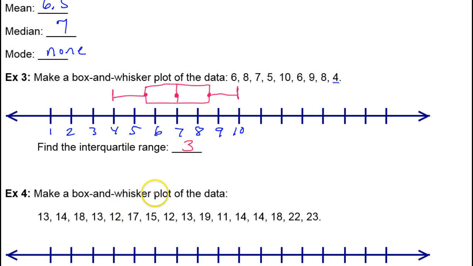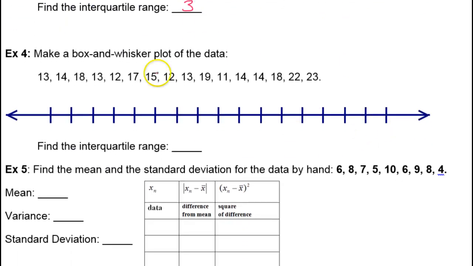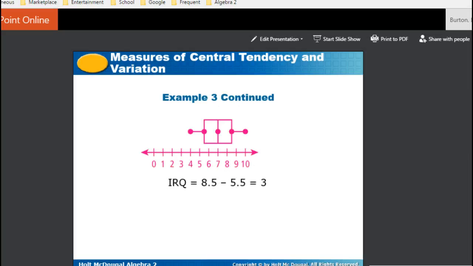Okay, I'm going to pause the video and walk around and see if you guys have already done example 4. All right, looking at example 4, make a box and whisker plot of this thing.